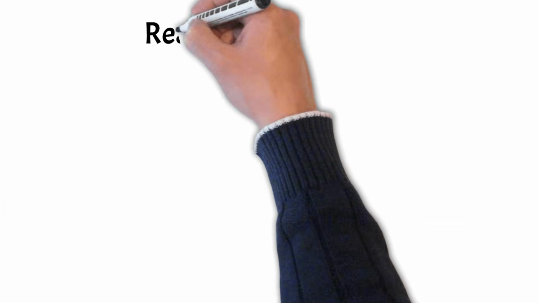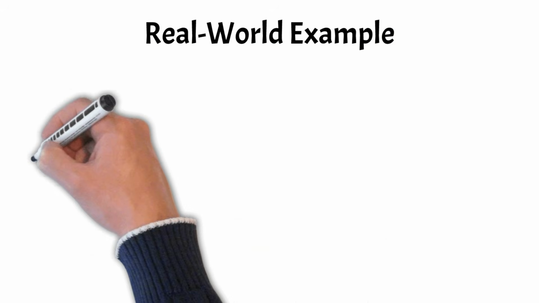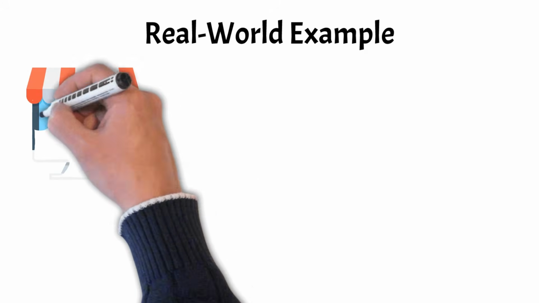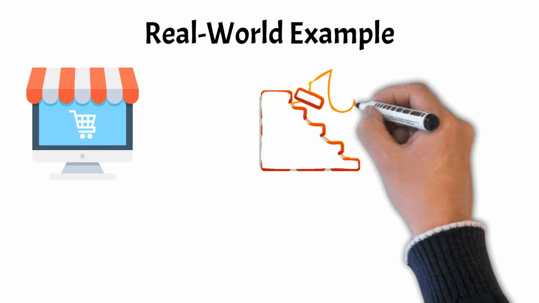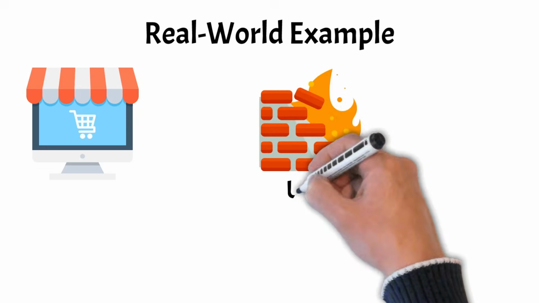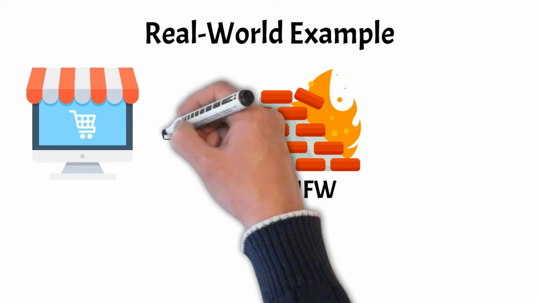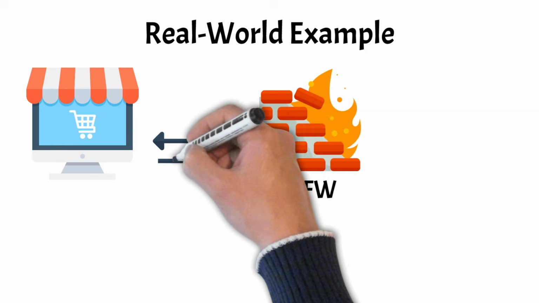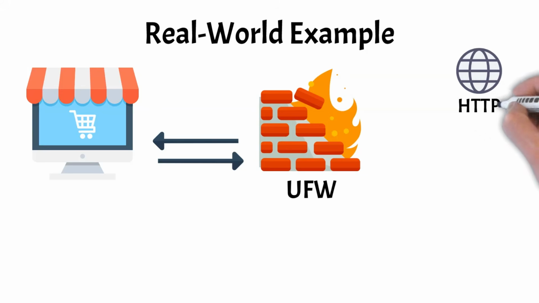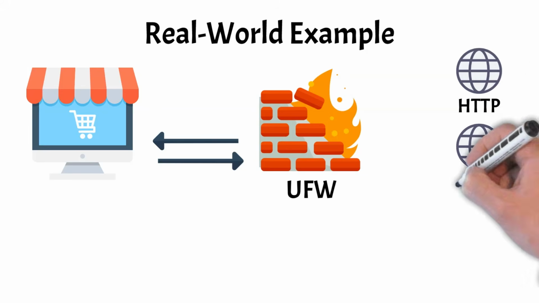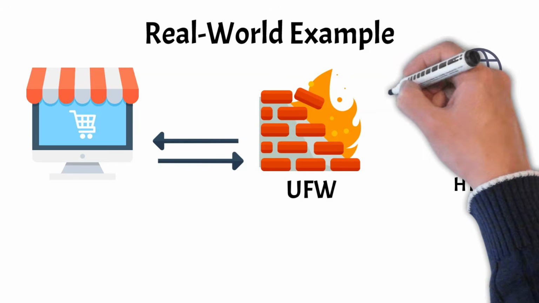Let's put everything together with a practical example. Imagine you're hosting an e-commerce website that needs to be publicly accessible while still remaining secure. In this kind of setup, the firewall acts as a protective layer around the server, allowing only the traffic that's actually required. Since users need to access the website, HTTP and HTTPS traffic must be permitted so the application can load properly.